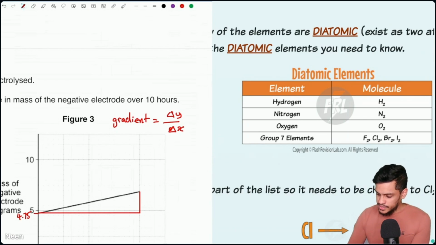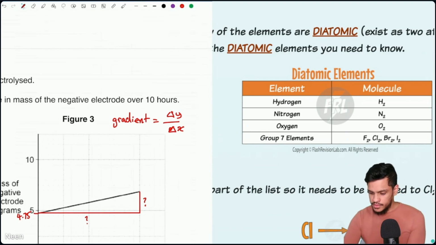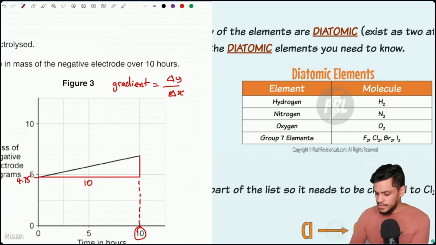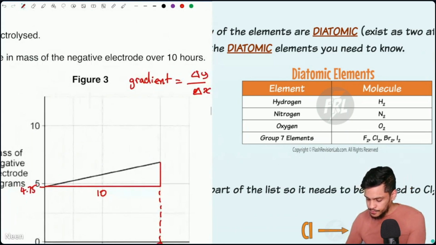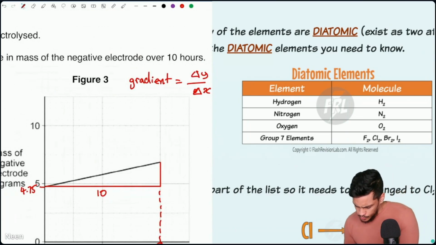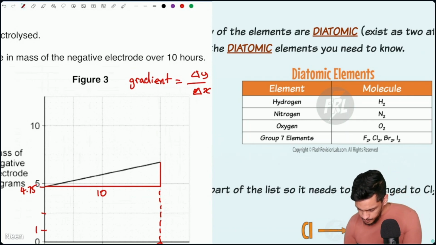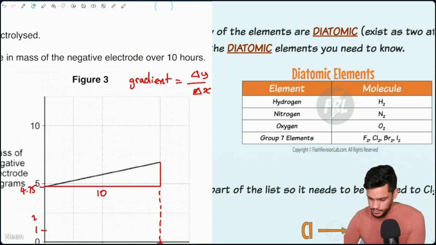So change in y is this number here. Change in x is this number here. So let's try and figure out what these numbers are. I think the bottom number is easy to work out because that's literally 10. This goes from 0 to 10. So this length here is 10. Then the height of this, remember what I said when I put the numbers before, that's 1. Each 2 squares, that's 2. So that means 4 squares is 2, isn't it?